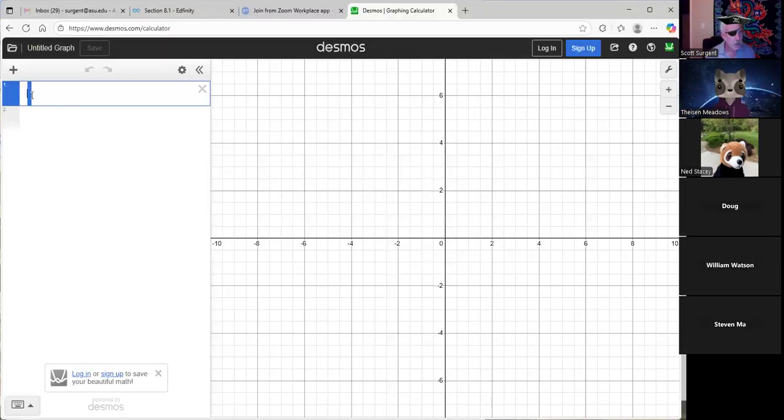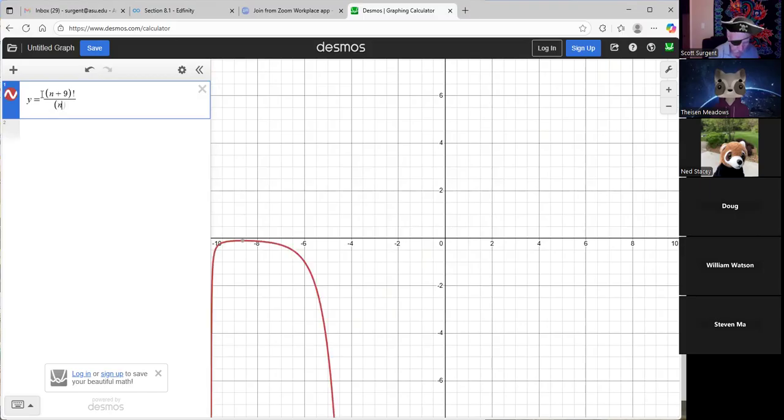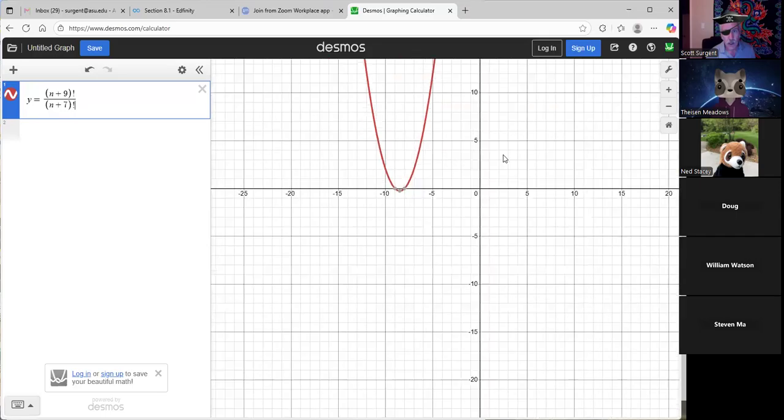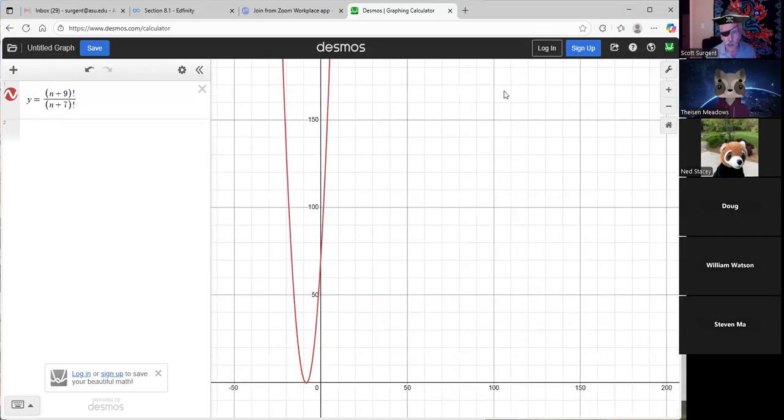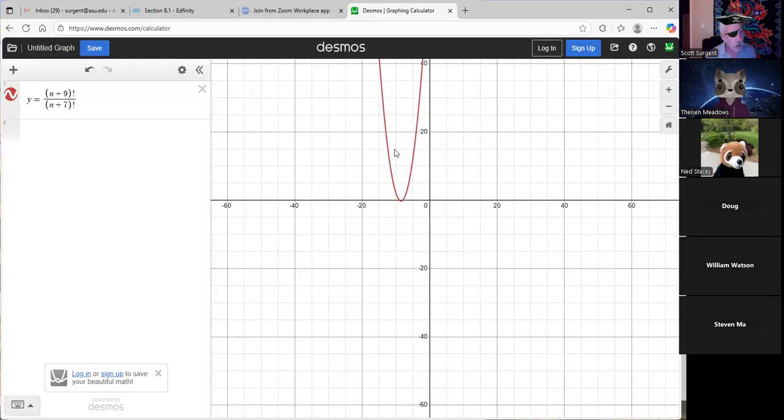All right. So I'm going to do y equals n plus 9 factorial over n plus 7 factorial. That's peculiar. Let me try it with x's. Sometimes Desmos is picky.